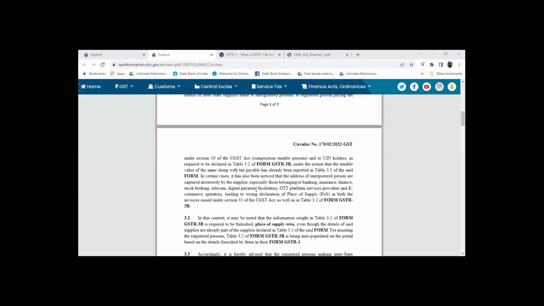In some cases, it is also noticed that the address of unregistered persons are captured incorrectly by supplier, especially in cases of those belonging to banking, insurance, finance, stock broking, telecom, digital payment facilitators, OTT platform service providers and e-commerce operators. It leads to wrong declaration of place of supply in both the invoices issued as per section 31 of CGST Act as well as table 3.2 of Form GSTR 3B.